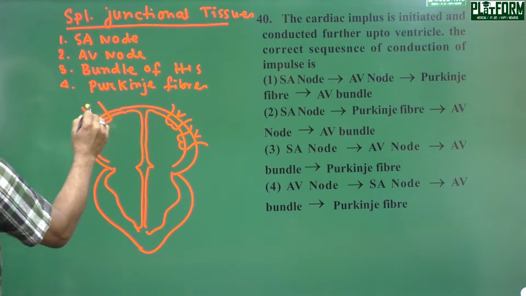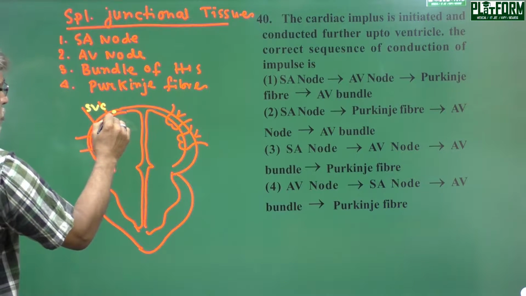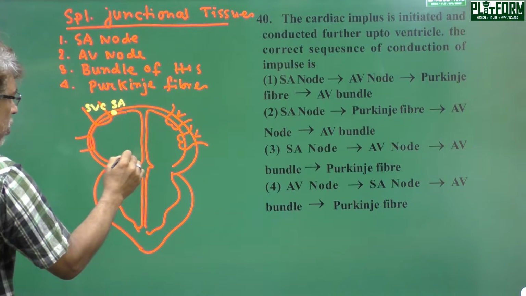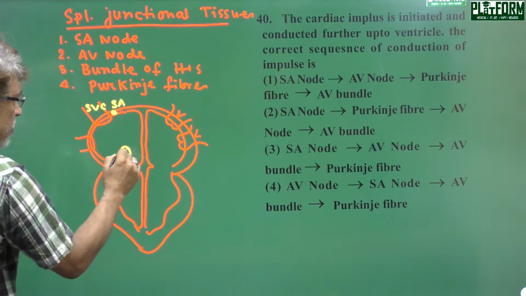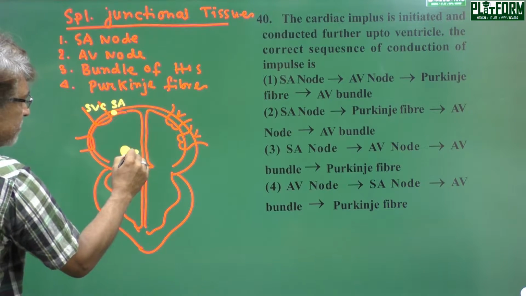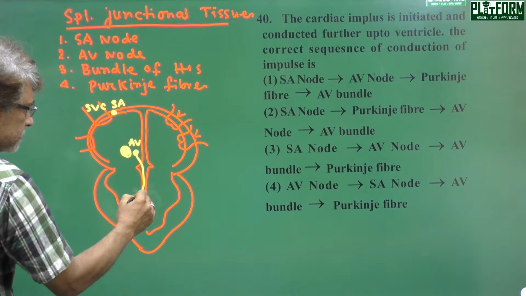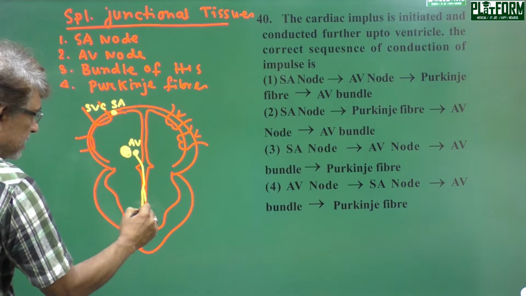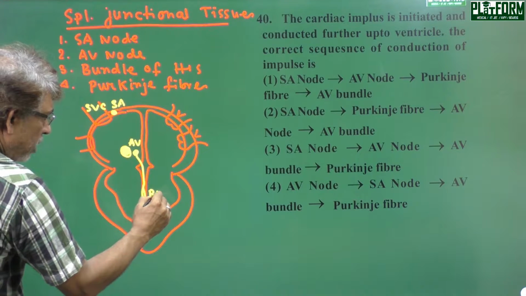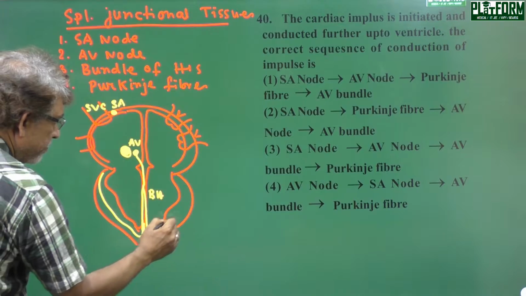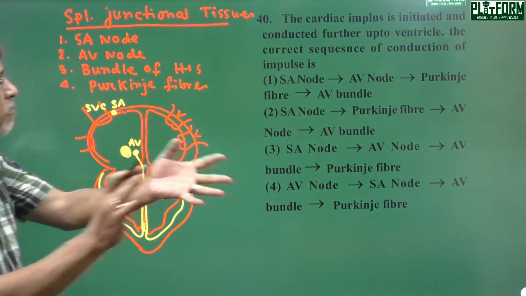This is superior vena cava. Adjacent to superior vena cava, SA node is found. This is called coronary sinus. Adjacent to coronary sinus, AV node is found. This is bundle of His. Bundle of His ramifies to Purkinje fiber. Now come to the question.